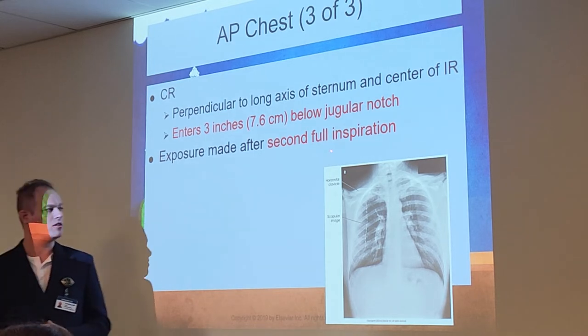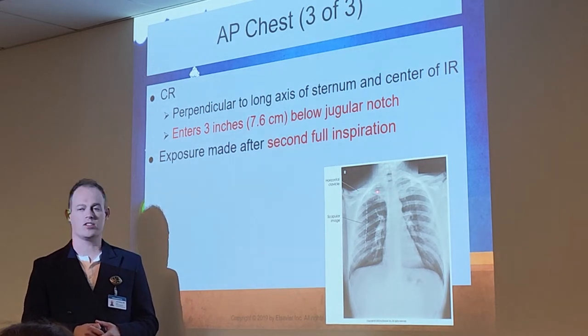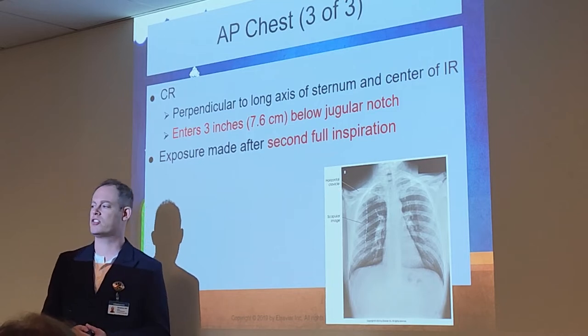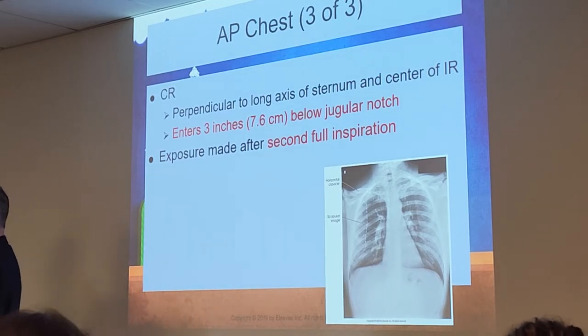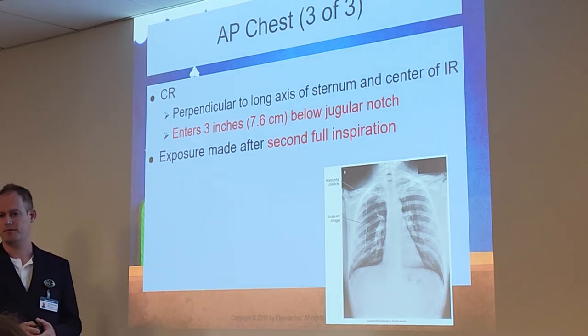Now, typically, one thing you'll notice on an AP chest versus a PA is the clavicles will appear more horizontal with less curve on them. That's just the way that the chest is laying in relation to a PA. PA chest clavicles have more curve. AP, they are more horizontal in shape.